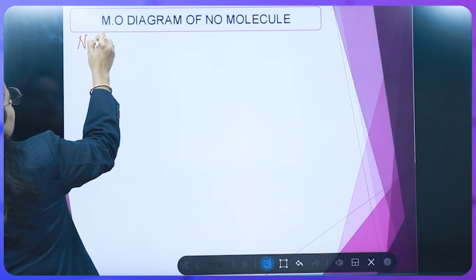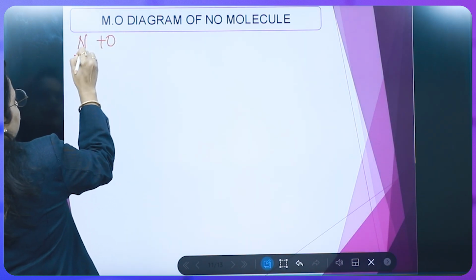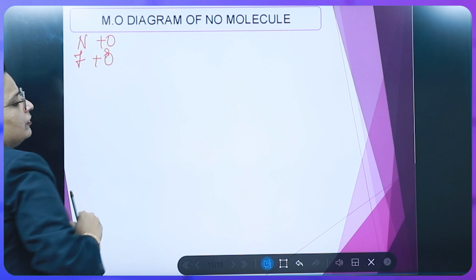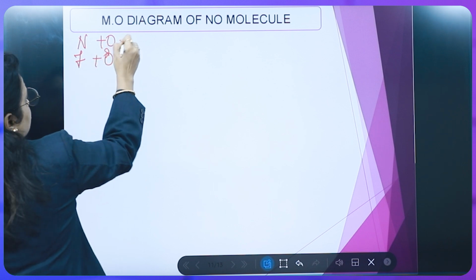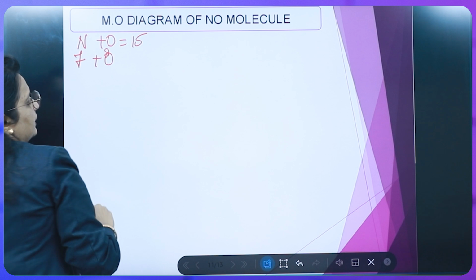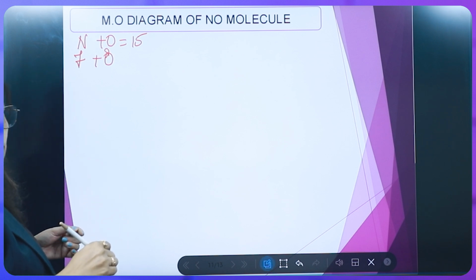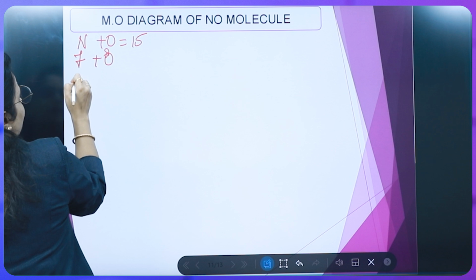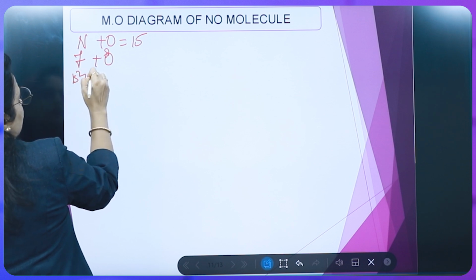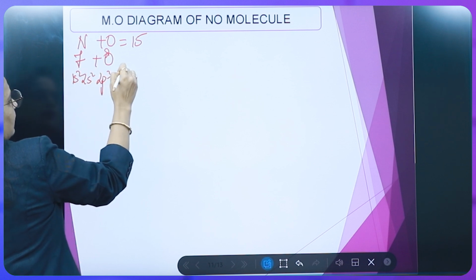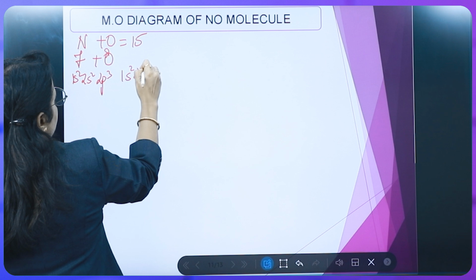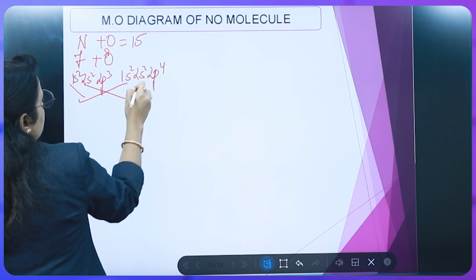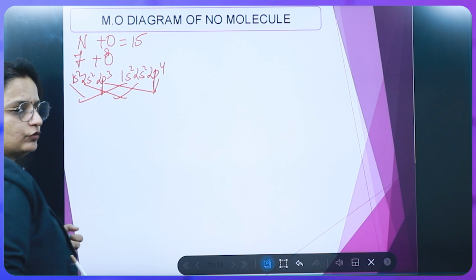We have N plus O. N has 7, oxygen has 8, so the total number is 15. In this case we are going to follow the second order of filling. For 7 we have 1s2, 2s2, 2p3, and for 8 we have 1s2, 2s2, 2p4. So 1s and 1s, 2s and 2s, 2p and 2p.